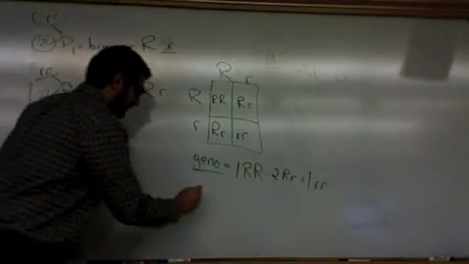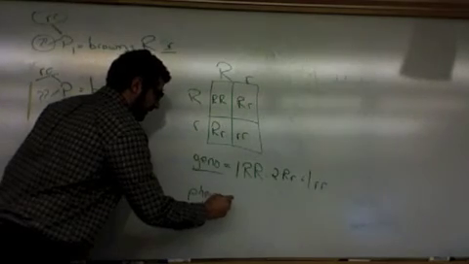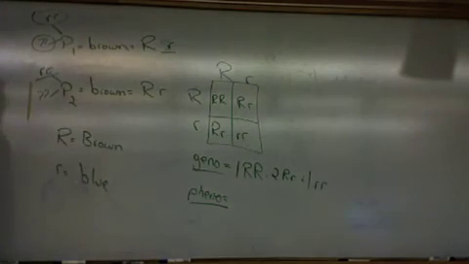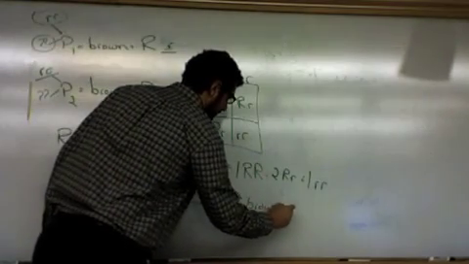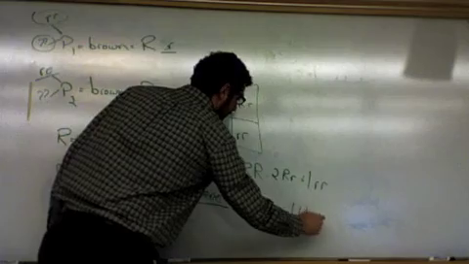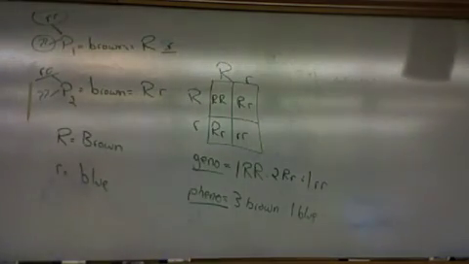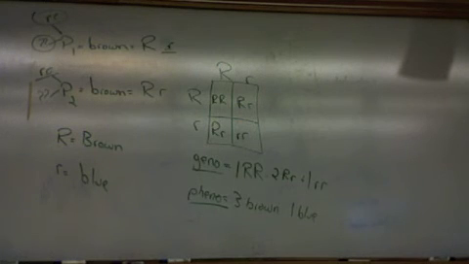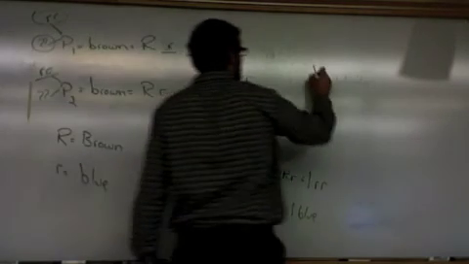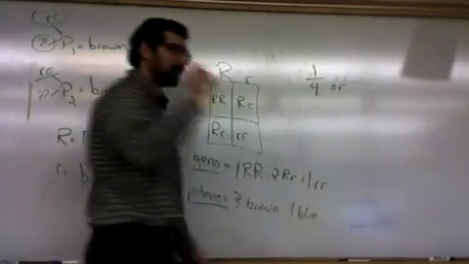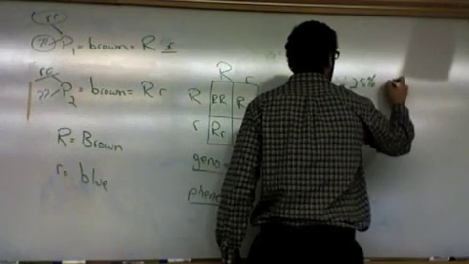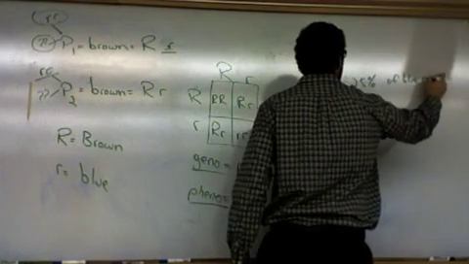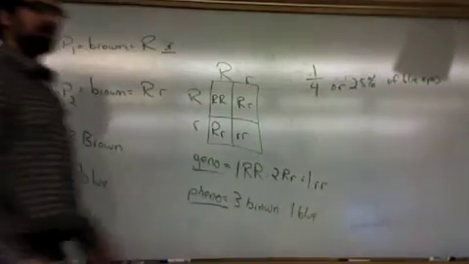So now we have to do the phenotypes. The phenotypes is what are they going to look like? They will have brown eyes. 3 brown, 1 blue. So what is the probability that they're going to have a blue-eyed child? 1/4. So 1 out of 4, or in a percent, what would that be? 25% chance of blue eyes. That's our answer.